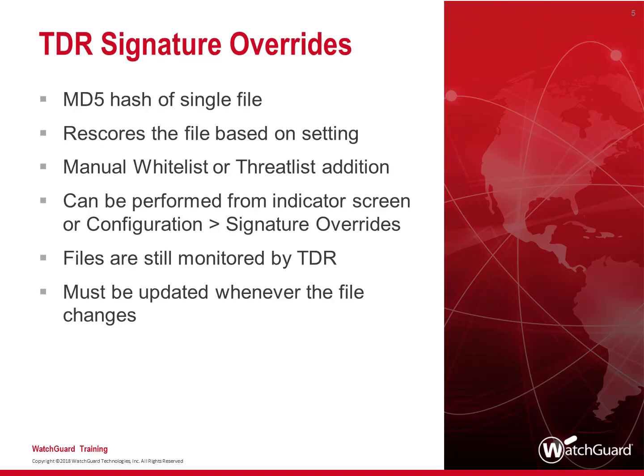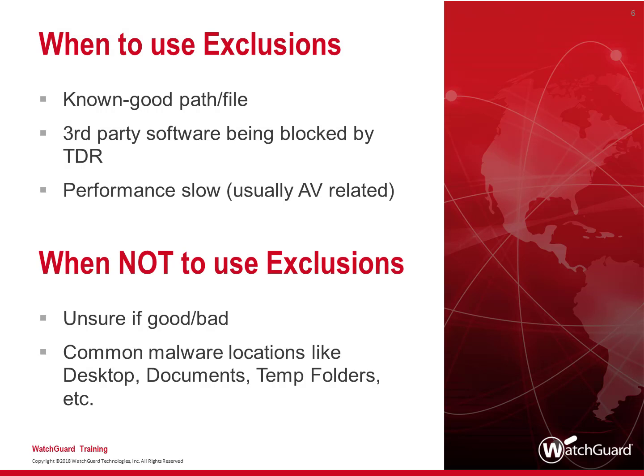Signature overrides, on the other hand, are defined by an MD5 hash rather than a file name, and the file is scored and monitored. You can add it to a whitelist or a threat list. The downside of this is that every time that file changes due to updates or modification, you have to update the MD5 hash.